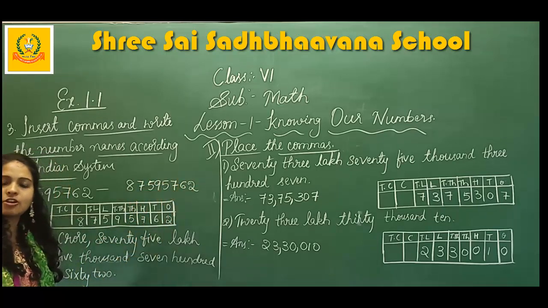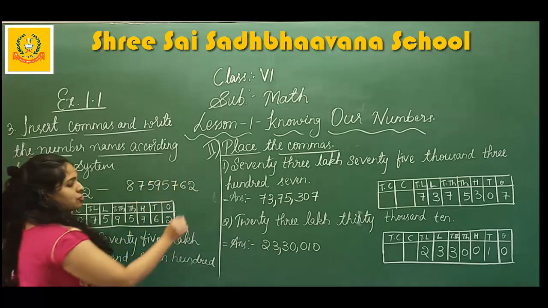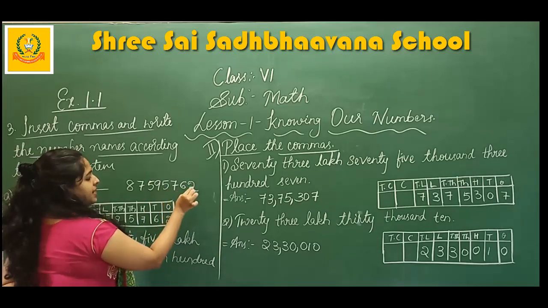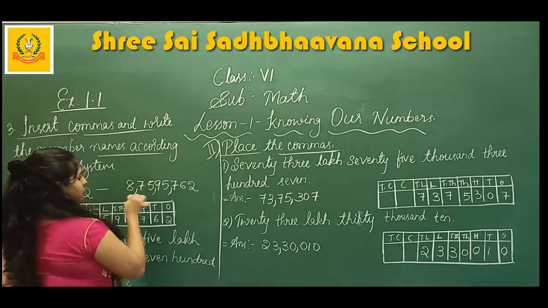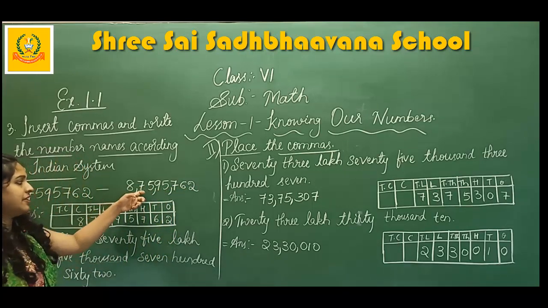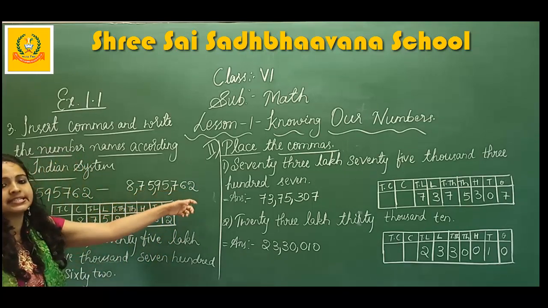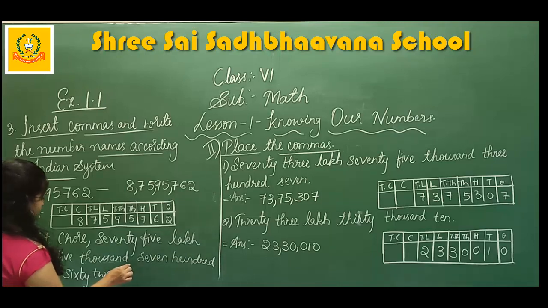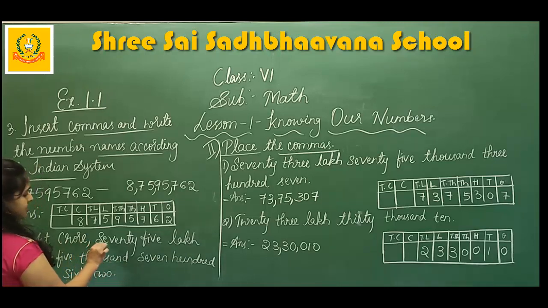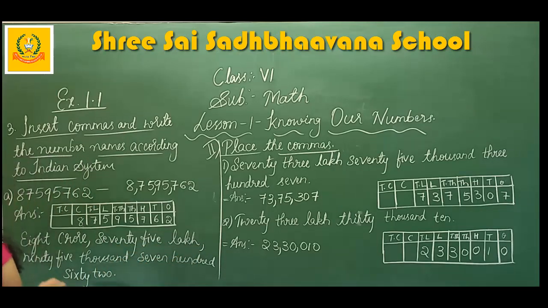Yes. How to place the commas as I said. So first comma will come after 3 digits from the right. 1, 2, 3. 1, 2. 1, 2. Okay. 8 crore 75 lakh 95,762. So even in number name also you can place the comma. So 8 crores, comma, 75 lakh, another comma, 95,000, one more comma, 762. Now we understood how to do.